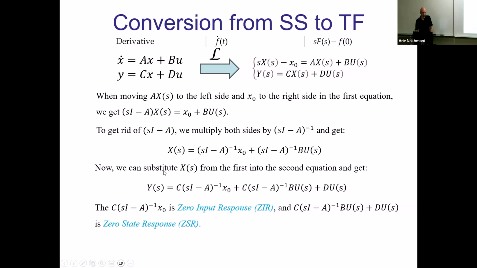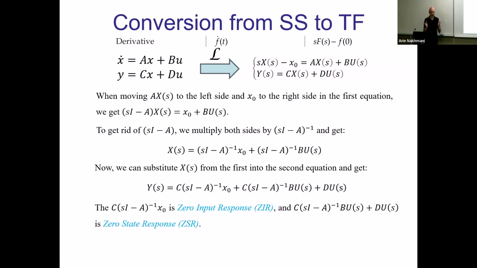All right, so for y, it's very simple. y is just multiplication by C plus Du. This is all you need to do, right? So when you're computing y of s, you're just taking that formula for x of s, multiplying it by C from the left side. So it's C times the first term plus C times the second term plus Du. That's it. So I'm done with the solution in the Laplace domain.